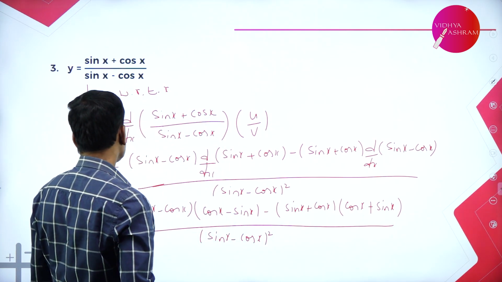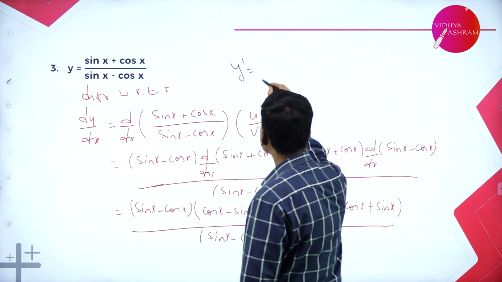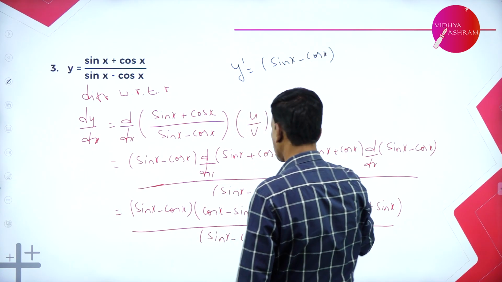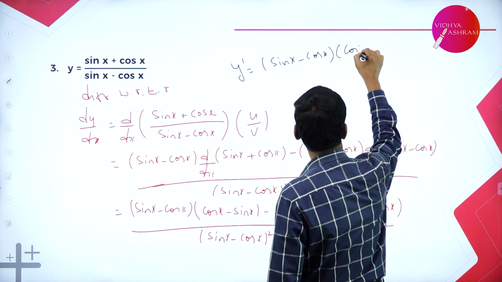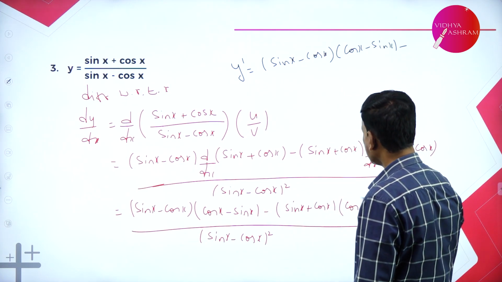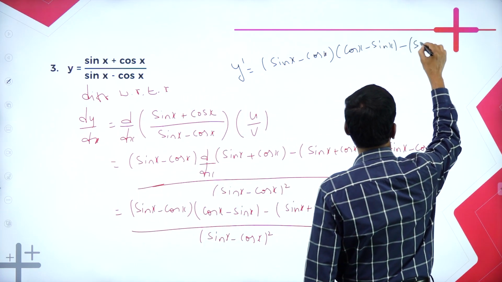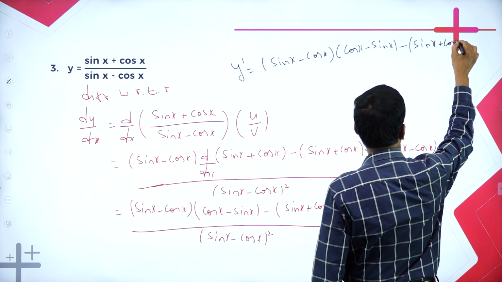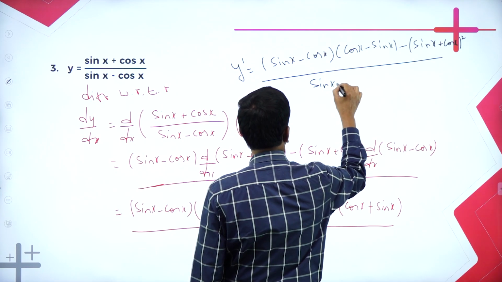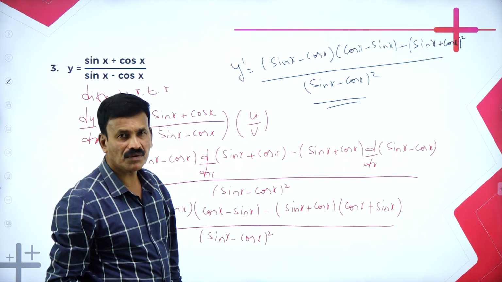Now here this can also be written as y dash, dy by dx is equal to, keep this as it is, (sin x minus cos x) into (cos x minus sin x), minus (sin x plus cos x) into (cos x plus sin x), and sin x plus cos x and cos x plus sin x are one and the same. This can also be written as (sin x plus cos x) whole square divided by the denominator, (sin x minus cos x) whole square. That's it. If you want, you can further simplify it.